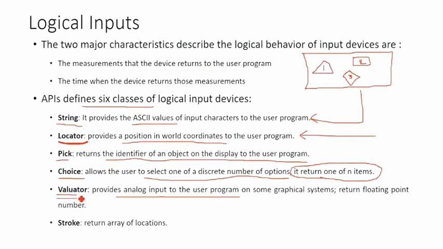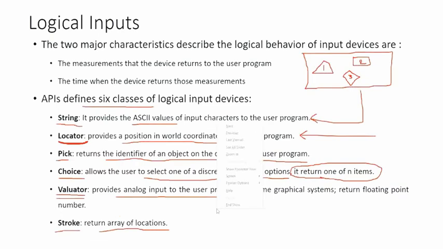And then let us say the sixth class of logical input is stroke. Stroke is implemented using a pointing device like a mouse. Basically it captures the array of locations. The continuous array of locations will be given back to your application program.